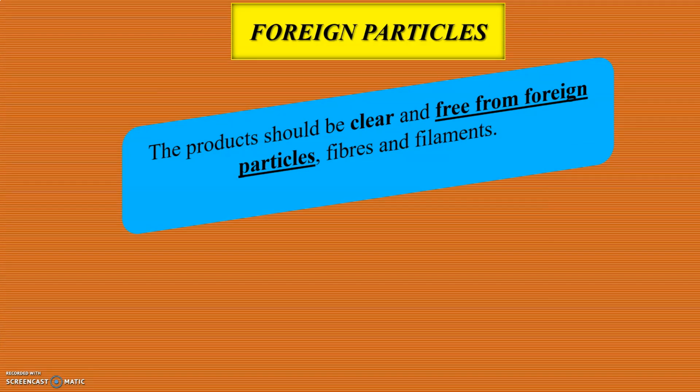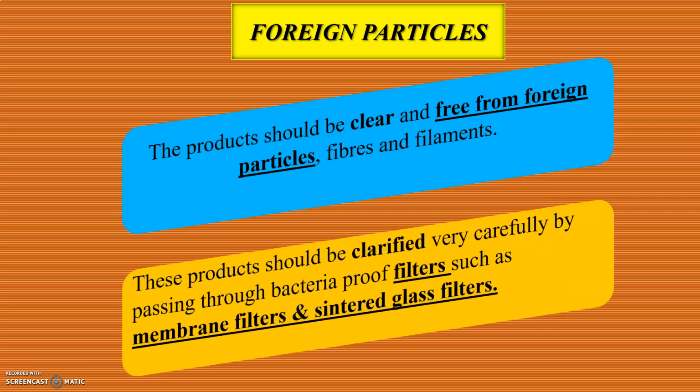Next essential characteristic is the foreign particles. The ophthalmic products should be clear and free from foreign particles, fibers, and filaments. These products should be clarified very carefully by passing through bacteria-proof filters such as membrane filters and sintered glass filters.